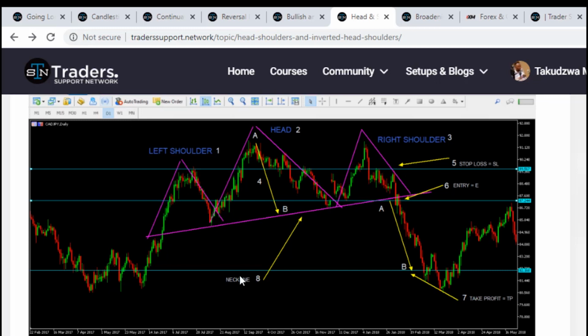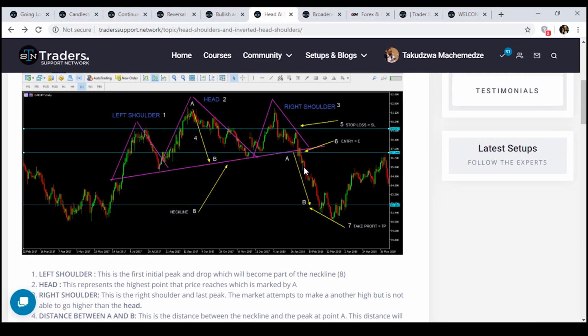It consists of one head and two shoulders. You're even shown how to actually trade it, where your entry should be, where your stop loss should be, where your take profit should be.